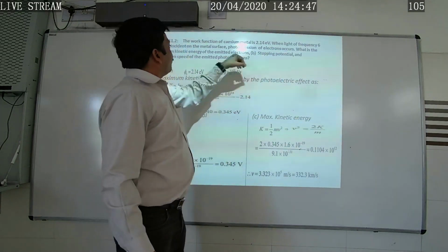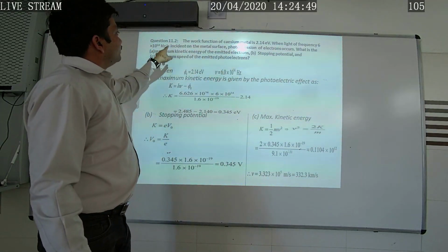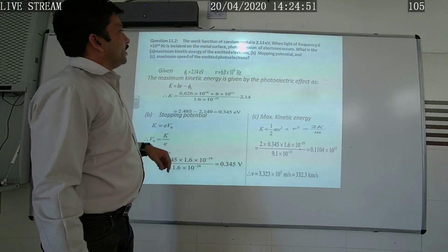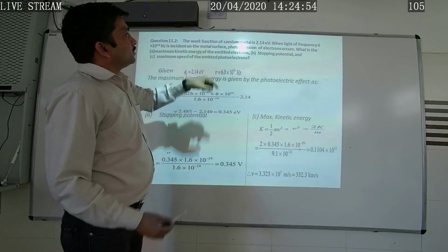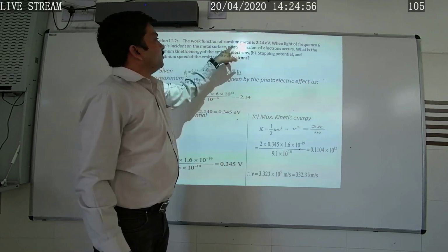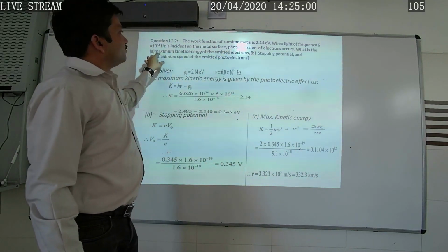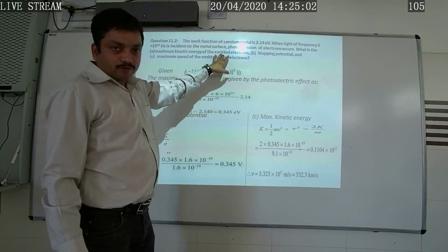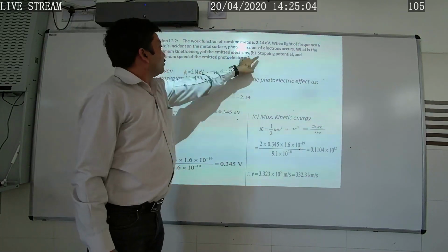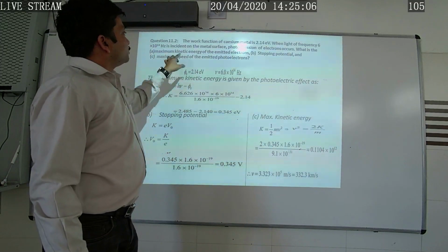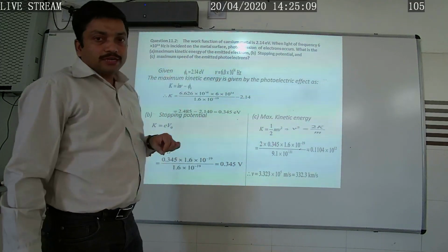So when light of frequency 6 into 10 to the power 14 hertz is incident on the metal surface, what is the name of the metal? This is cesium metal. Photoemission of electron occurs. What is the maximum kinetic energy of the emitted electron? We want to find the stopping potential and the maximum speed of the emitted photoelectron.